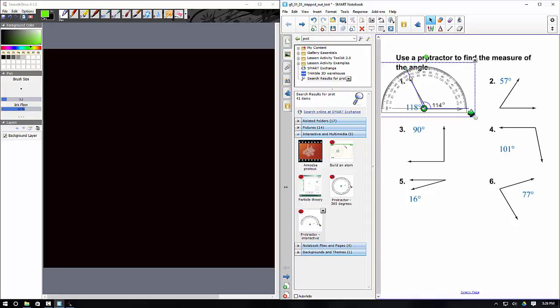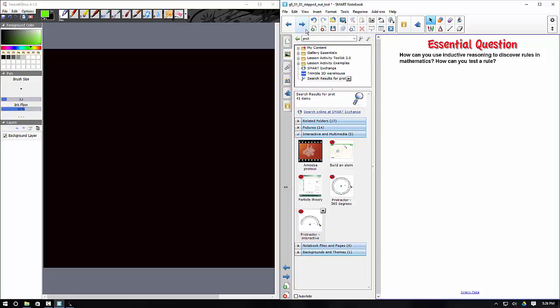It's a little off because of my point that I'm starting at, but it's around 116, 117, and the answer is actually 118. So that's how I line this up. You kind of set this up here, and you move it over. Perfect here. So then I go, and boom. So I have 118, and that is how we use the protractor.